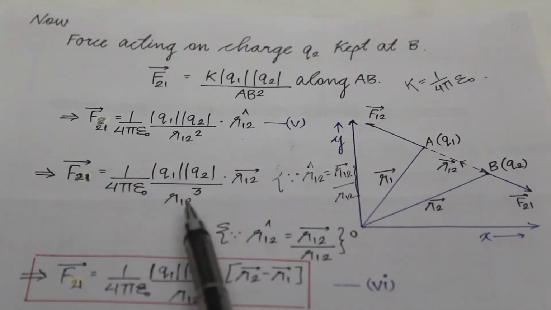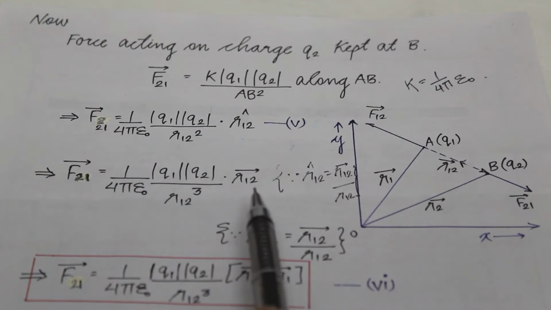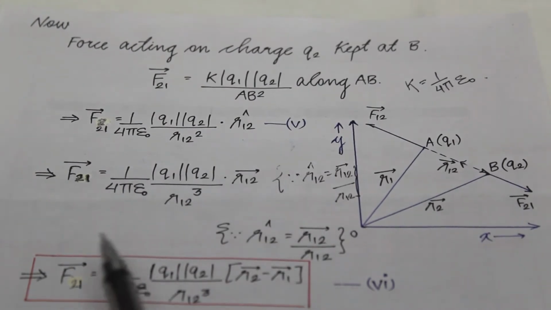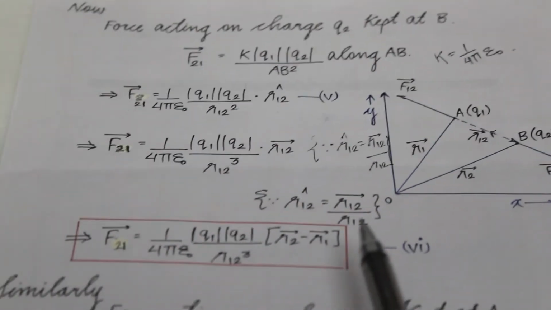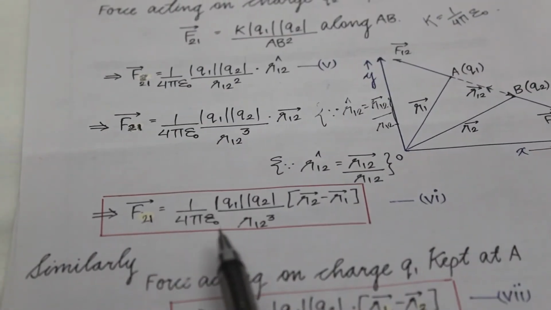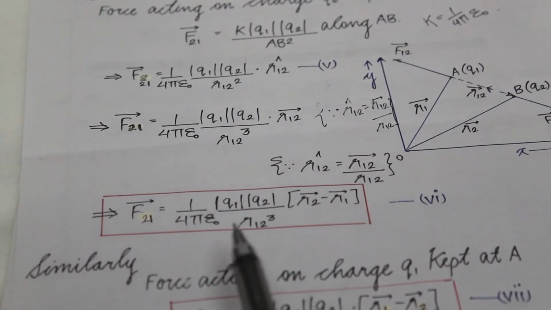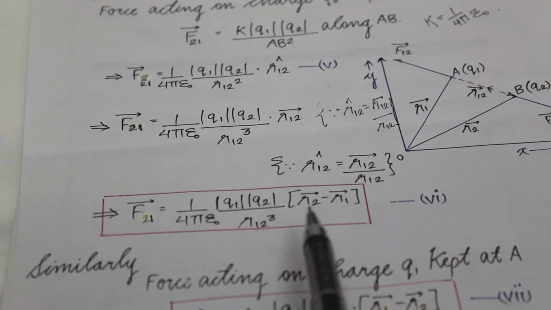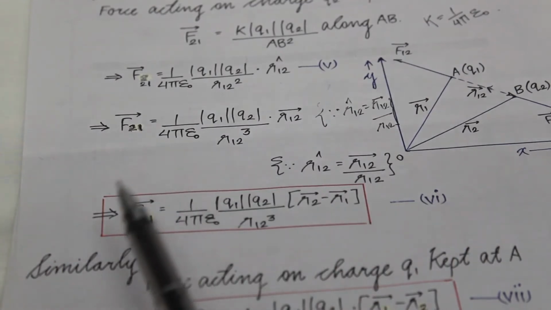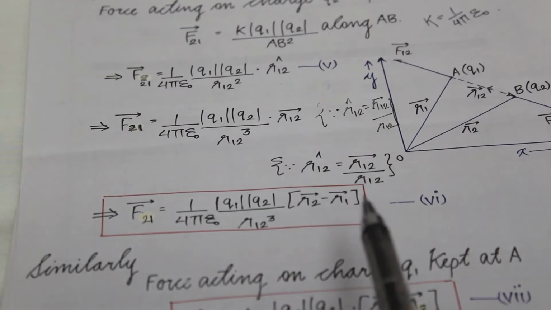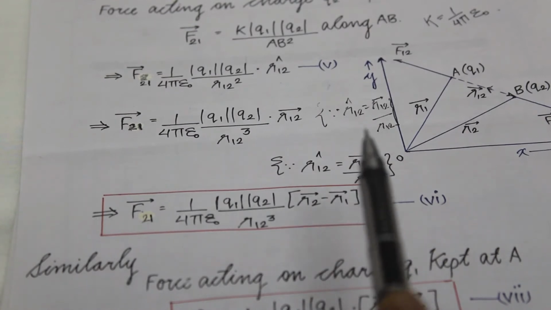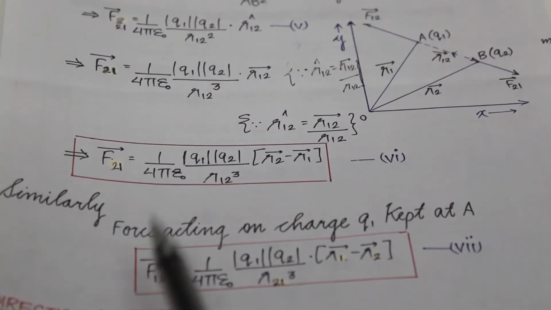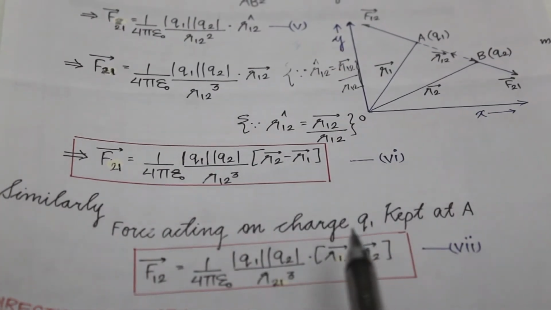Now as I know, vector R12 is given by vector R2 minus R1. So putting this value, I finally get F21 equal to 1 by 4 pi epsilon naught Q1 Q2 upon R12 whole cube into vector R2 minus R1. By using this formula, I can find out the force F21, that is force acting on charge Q2 due to Q1. Similarly, we can find out the force acting on charge Q1 due to Q2.